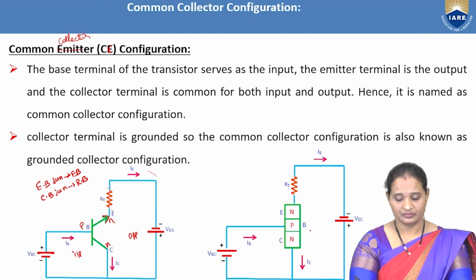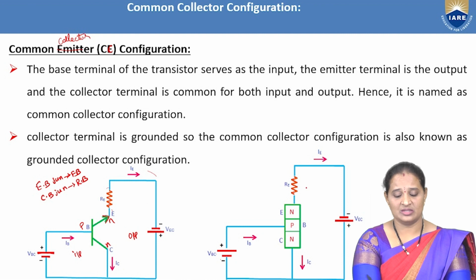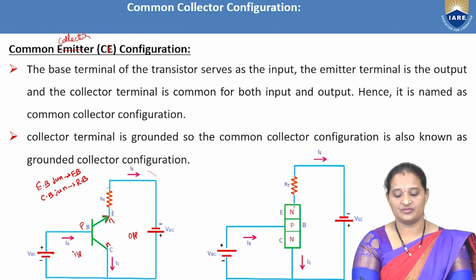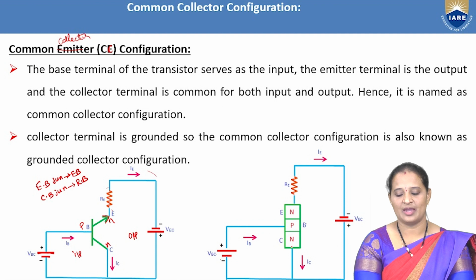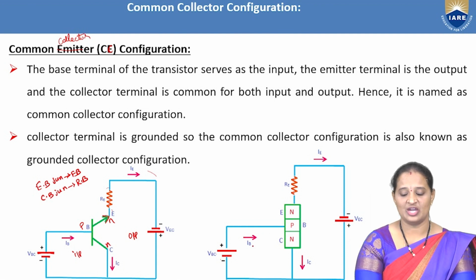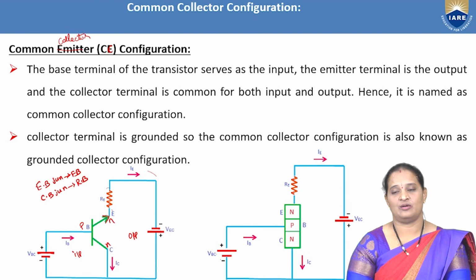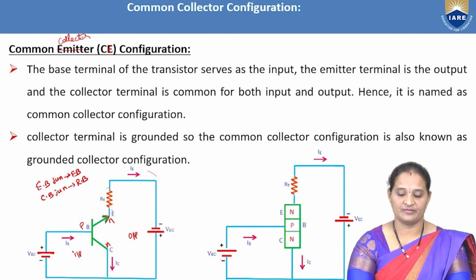So this is the transistor. This is the symbol and this is just a transistor in which we are representing the emitter, base and collector with the type of materials here. So base is P-type, emitter and collector are N-type. And the biasing is applied such that the emitter junction is forward biased and the collector junction is reverse biased. So this is the common collector configuration.